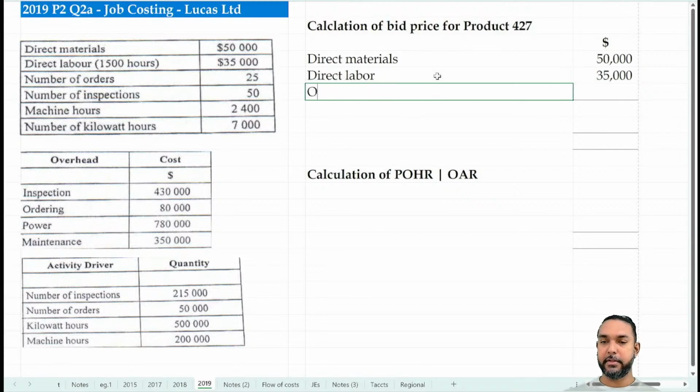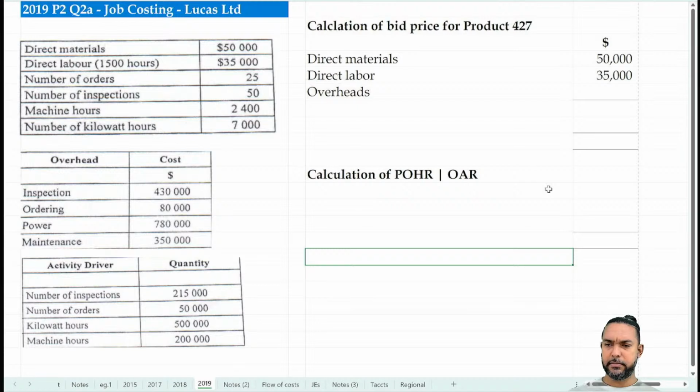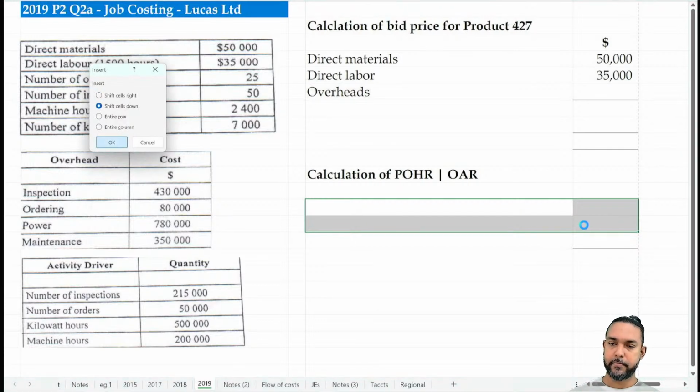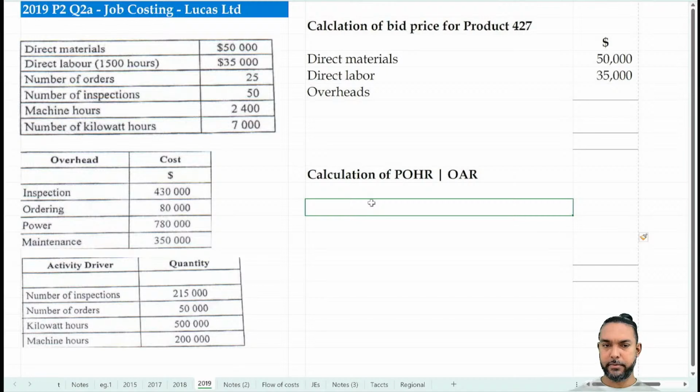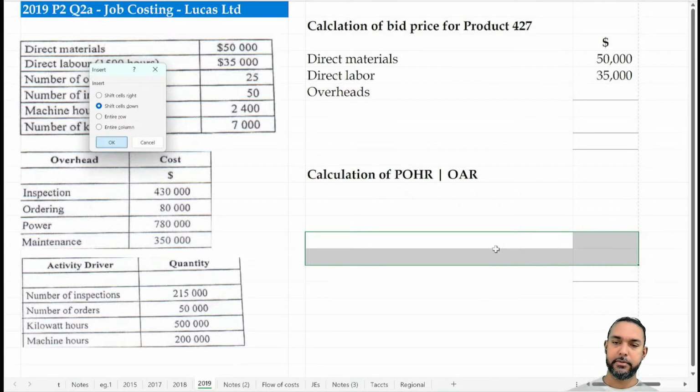And there is overheads. Now to find the overheads, we have to find an overhead rate, which is what is down here. The POHR is the predetermined overhead rate, sometimes also called the OAR, the overhead application rate. Right? So what we do there is we have to add up all the overhead items. Let me put in a couple extra lines here. So we have the 1, 2, 3, 4. I'll need a total, and then I'll need to divide. Okay, cool. So let's do that.